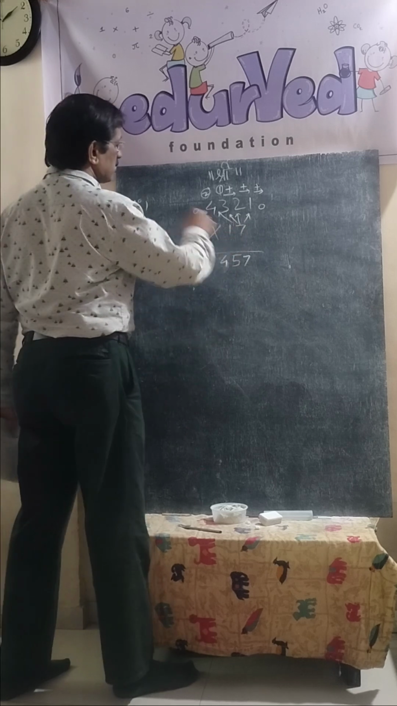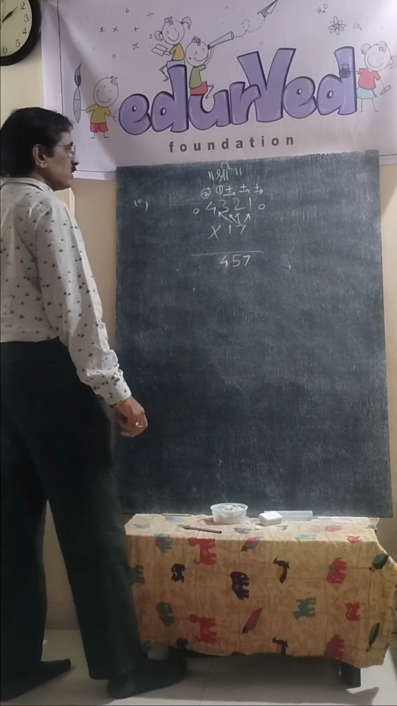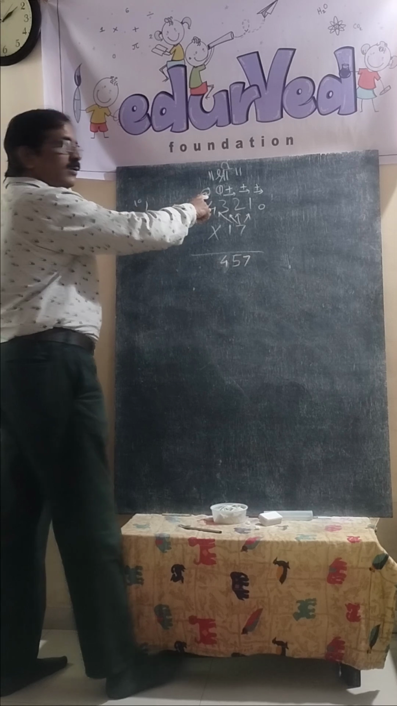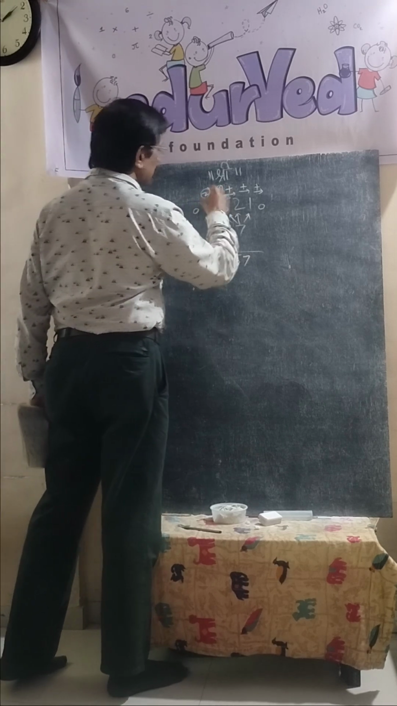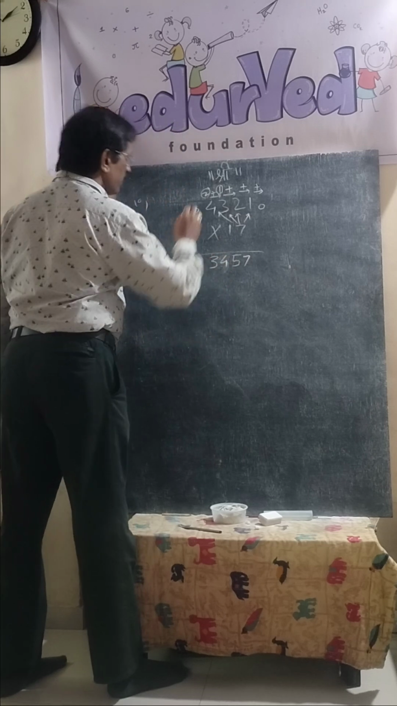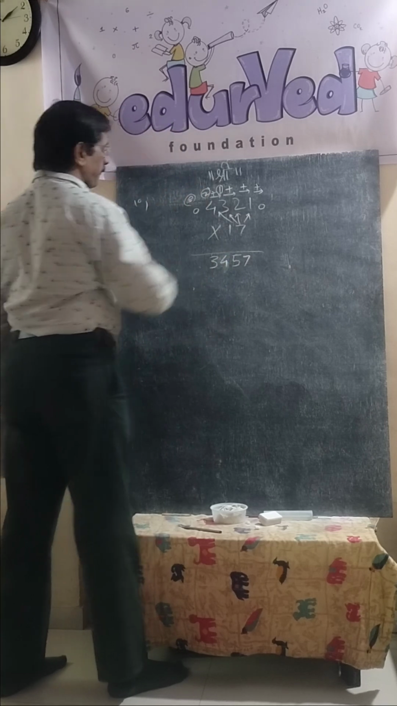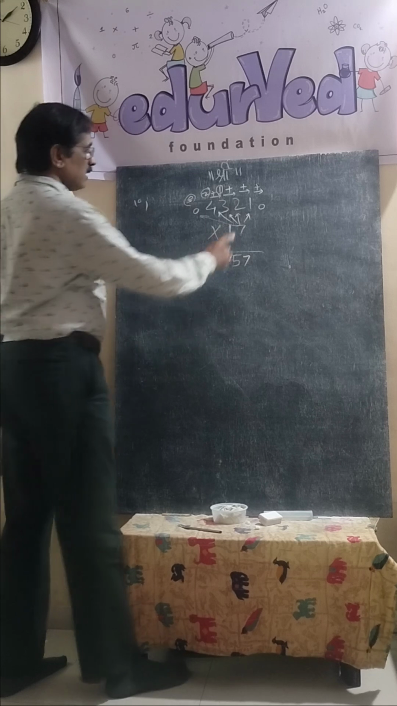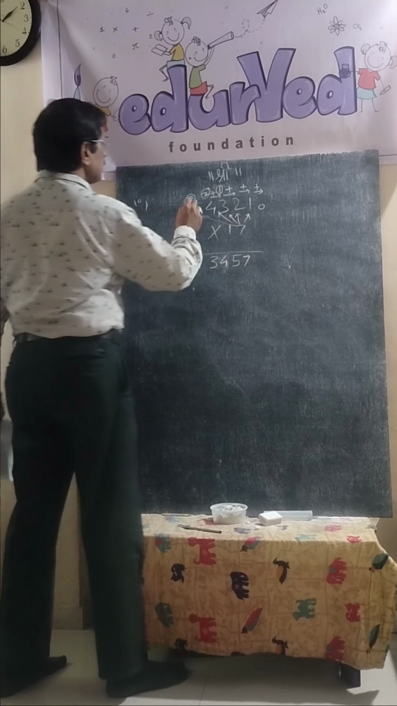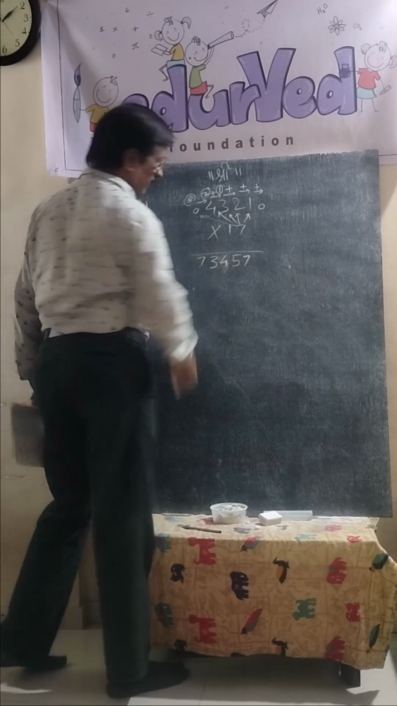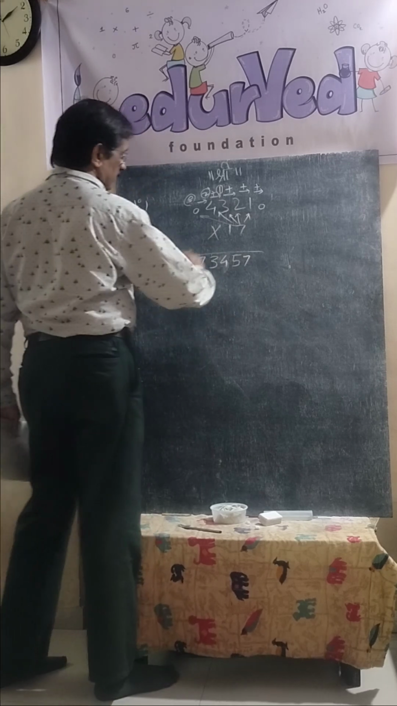Next step is 7 into 4. 7 fours are 28. 28 plus this 2, 30. 30 plus this adjacent 3, 33. So you write 3 over here. Carry 3. The last step is multiply by this 7 to this 0. 7 into 0 is 0. 0 plus 3 is 3. 3 plus adjacent 4, that will be 7. This is our final answer.